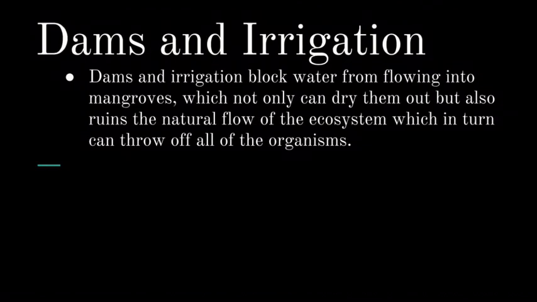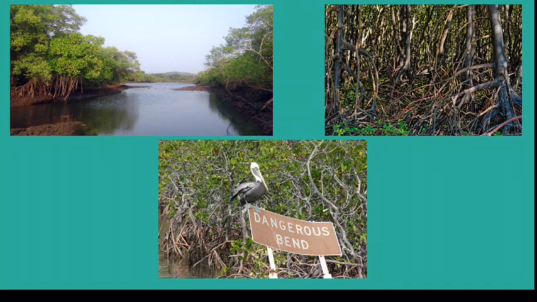So dams and irrigation block water from flowing into mangroves, which not only allows them to dry up, but also ruins the natural flow of the ecosystems, which in turn can throw off all organisms. So seen in these pictures, you can just see how the dams and types of irrigation have been affecting it, and it's seen in all three of the pictures.